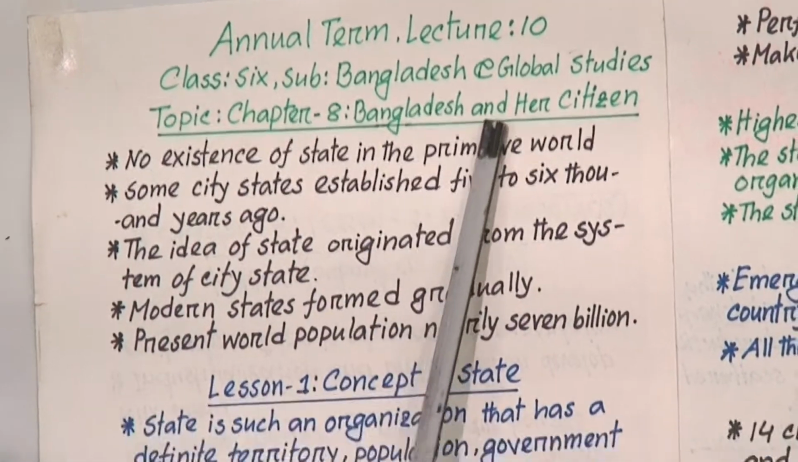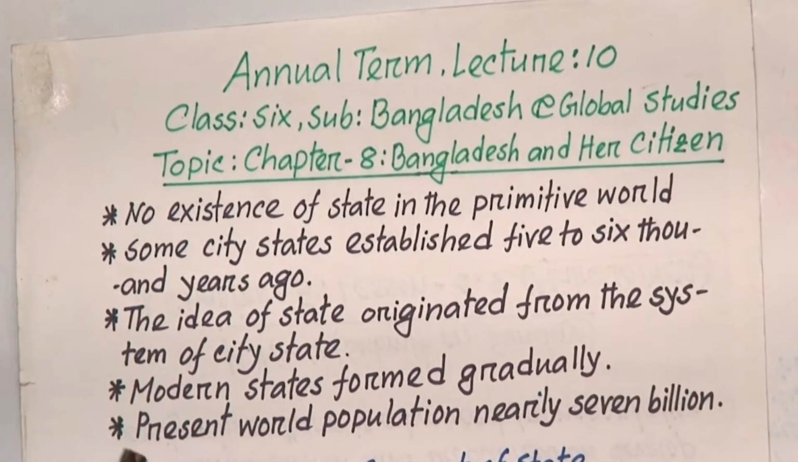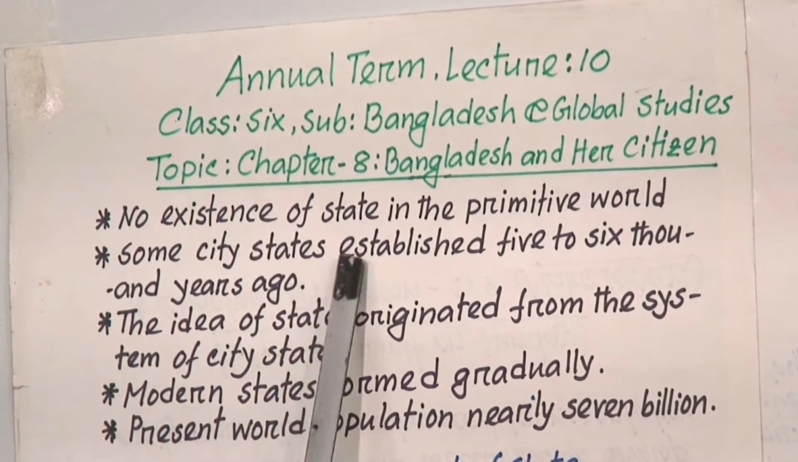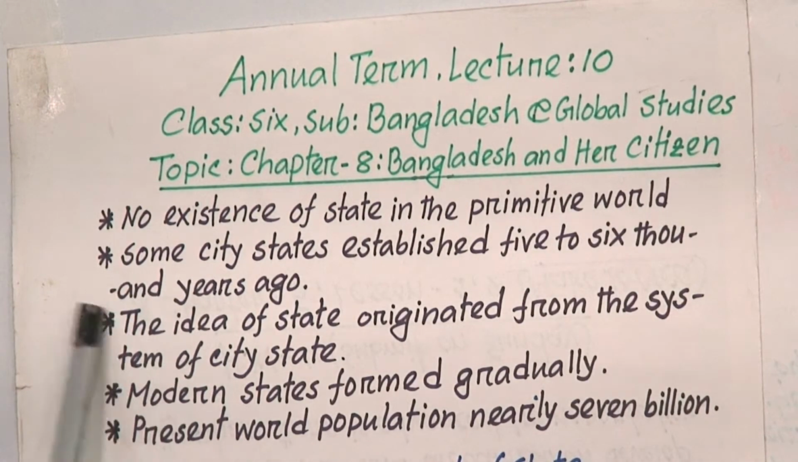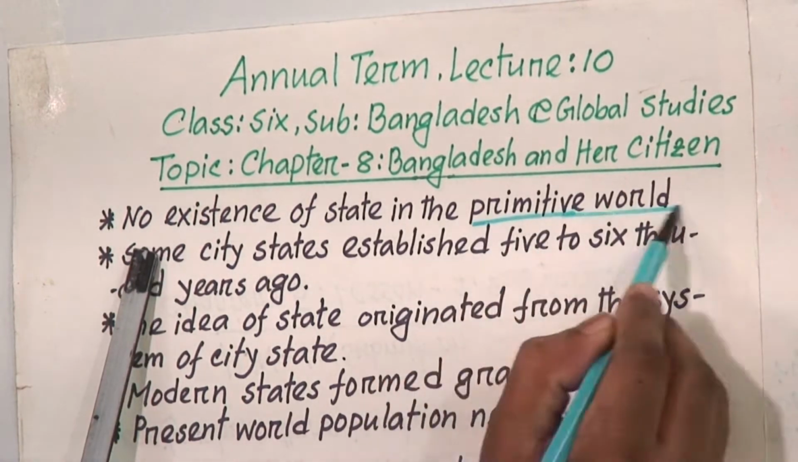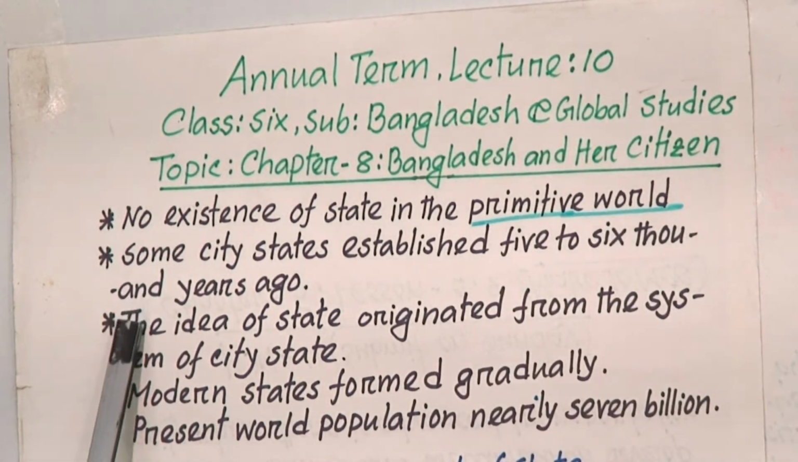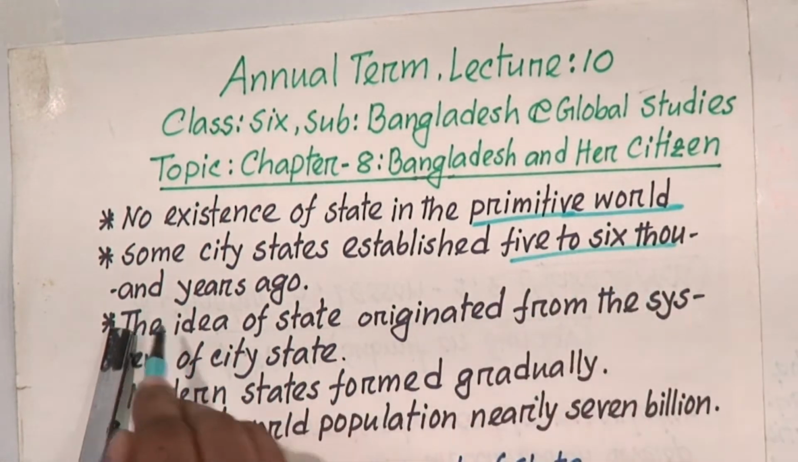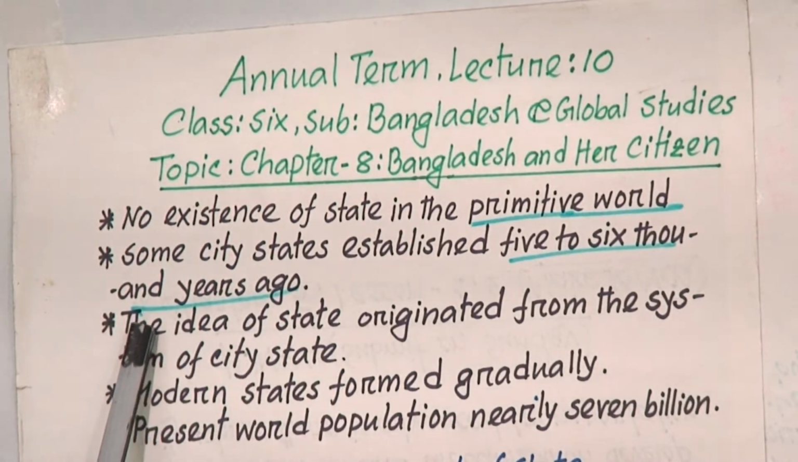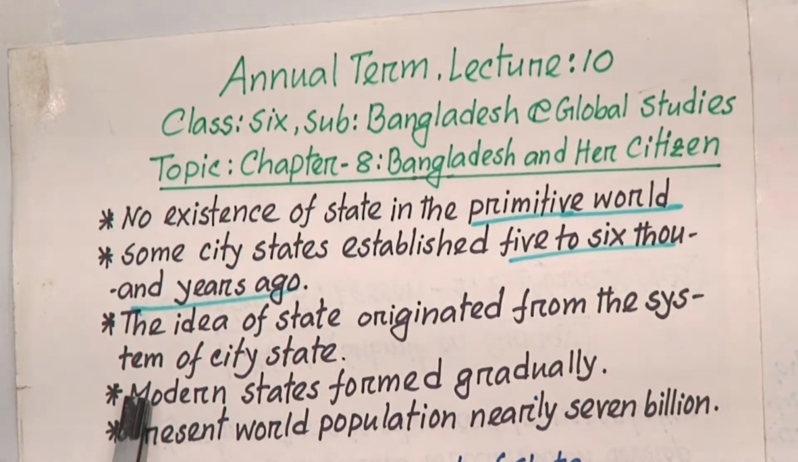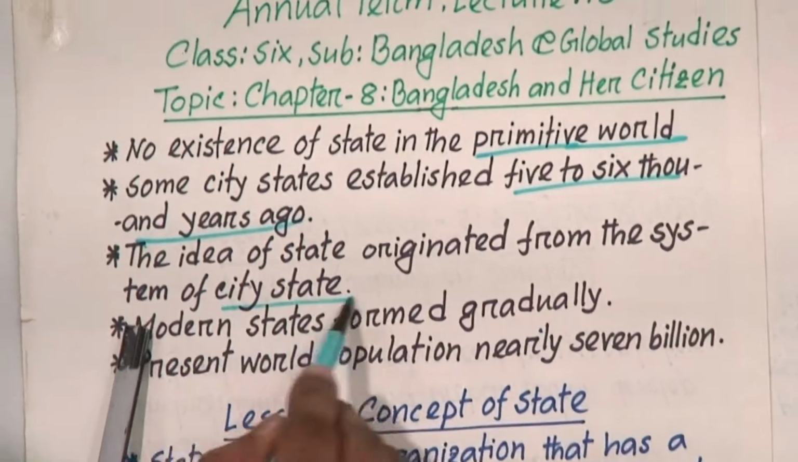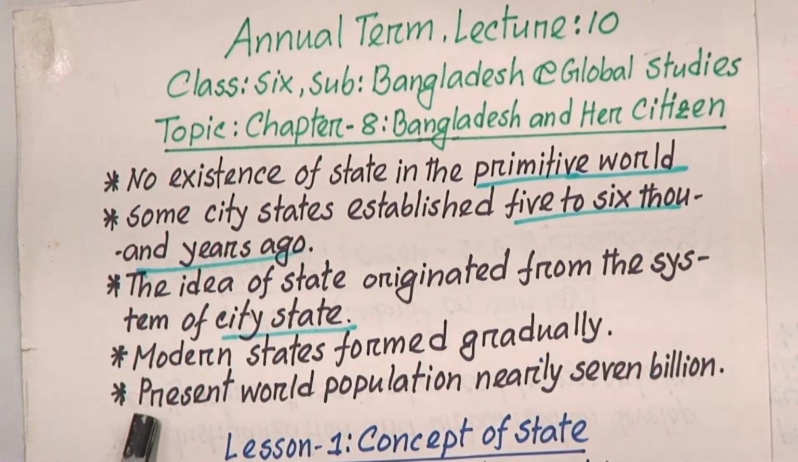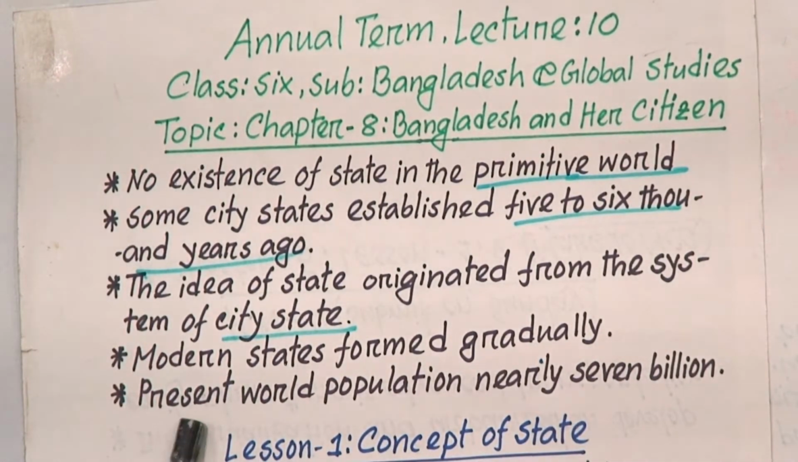Topic Chapter 8, Bangladesh and our citizen discussions. So, no existence of a state in the primitive world. In the primitive world, there was no existence of a state. Some city-states were established 5 to 6,000 years ago. This one is very important. The idea of a state originated from the system of city-state. Modern states formed gradually where we are living. Present world population is nearly 7 billion.